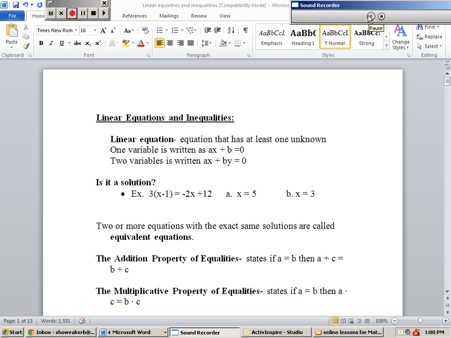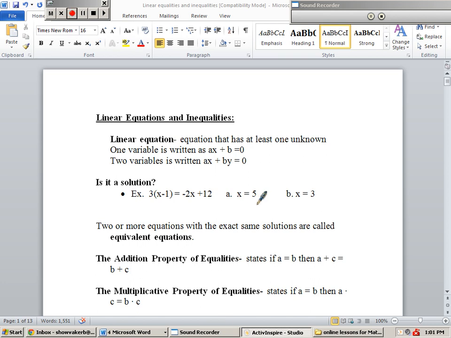Okay, now we're going to go over linear equations and inequalities. A linear equation is an equation that has at least one unknown. If you have one unknown, it's usually written as ax plus b equals 0 or some number. Two variables unknown is ax plus by equals 0 or some number. To tell if something is a solution of an equation, what you need to do is just plug it in.